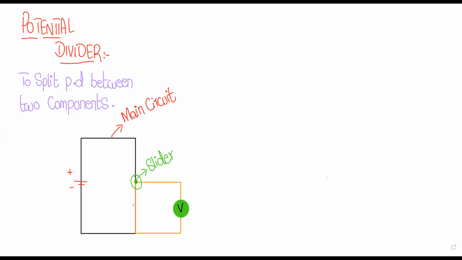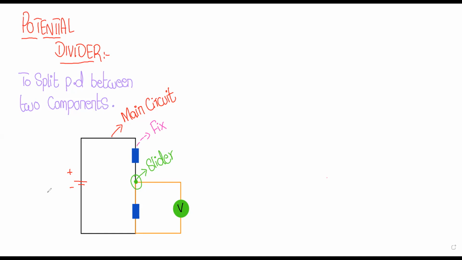Let's suppose there are two resistors connected over here. One is connected over here and the second one is connected over here. So, are these fixed resistors or variable resistors? They are fixed, because in the electrical circuit diagram, the rectangular shape represents a fixed value of resistance.